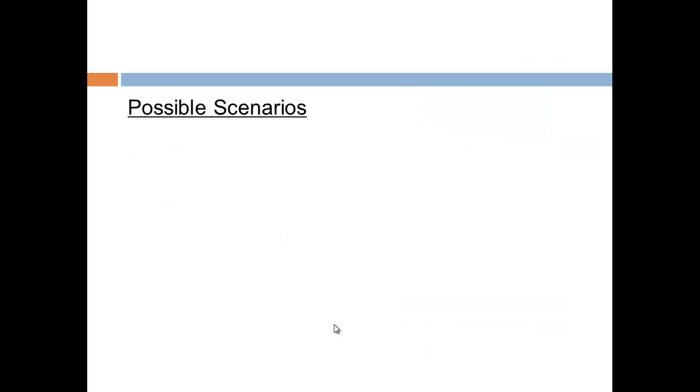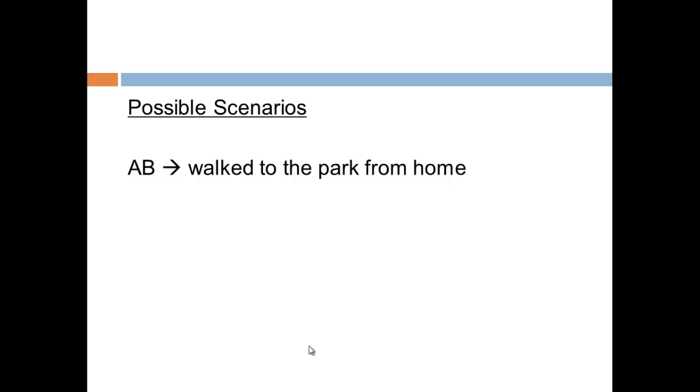So we were asked to describe possible scenarios. So let's look at what the first one we could have said. AB, we could have said, is walking to the park from your home. BC, we're not moving at all. So maybe you stopped at the park to feed the pigeons. Everybody loves doing that, right?